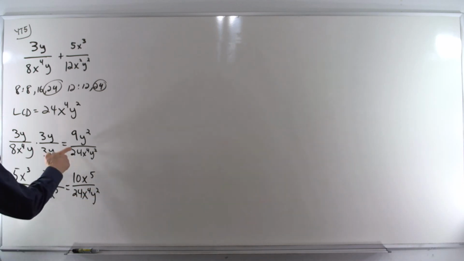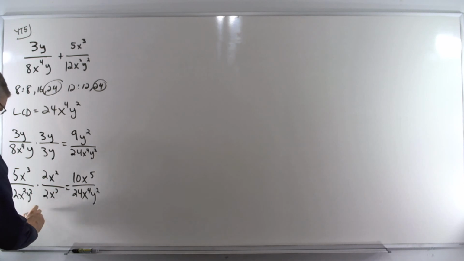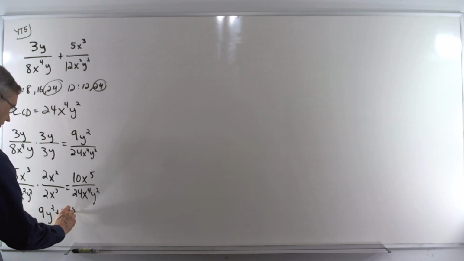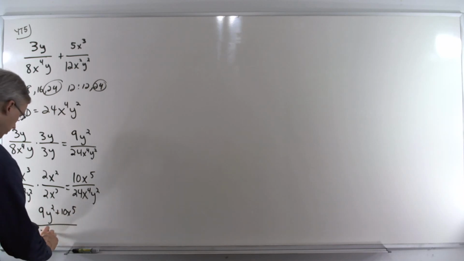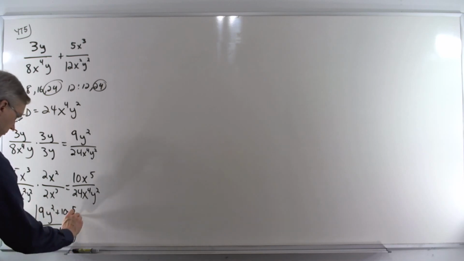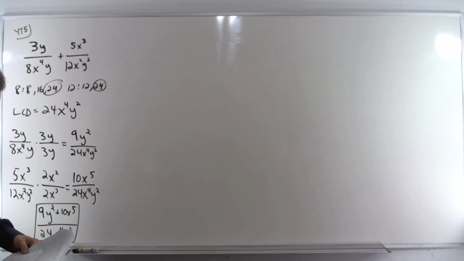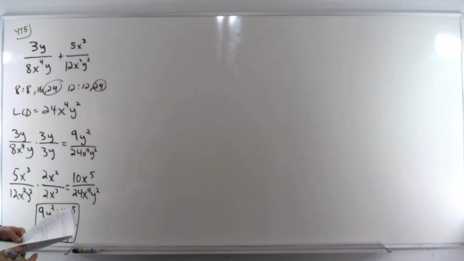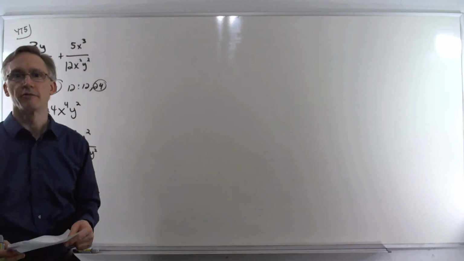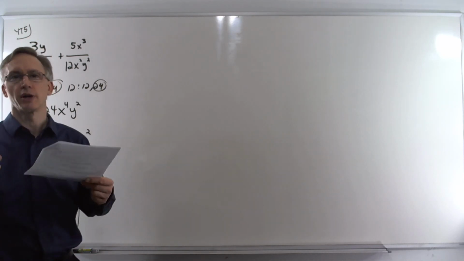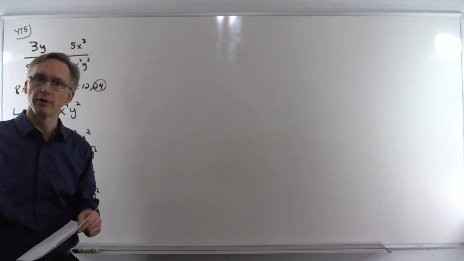And finally, combine them. We're going to add together those numerators. That gives us 9y squared plus 10x to the fifth power over 24 x to the fourth y squared. Now some of these expressions are going to have binomials in the numerator. Once we start transforming these fractions, you've got to remember to distribute into that binomial.